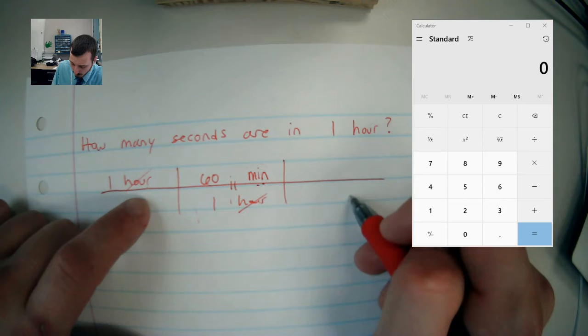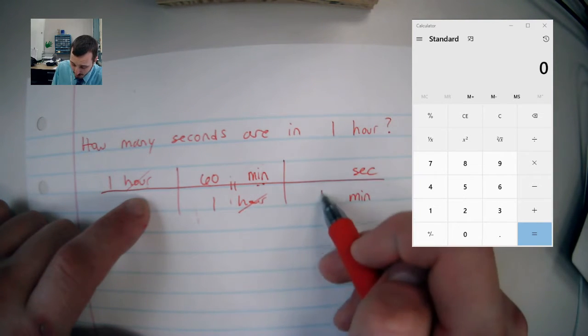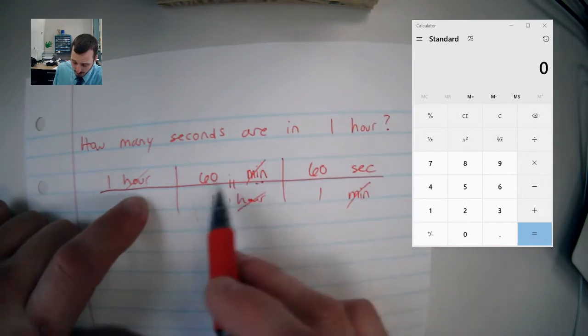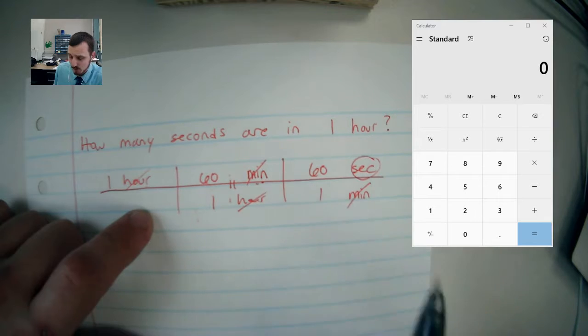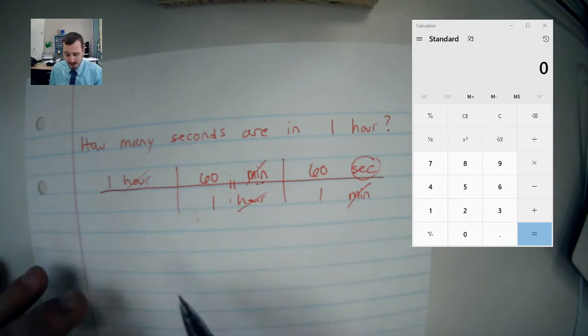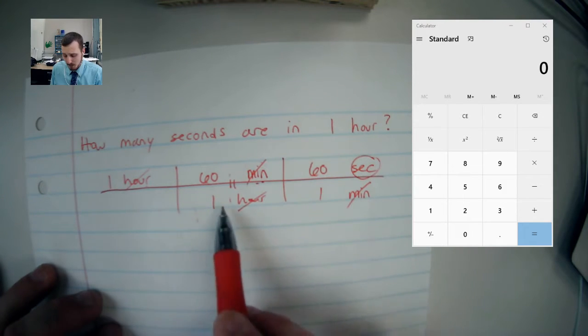And I also want to convert minutes, finally, to seconds. And we know, we just said, 1 minute is 60 seconds. So then minutes cancel again. And we're left with our final unit that we're looking for of seconds. Now, to finalize it, what we do with this problem is we multiply by everything on the top and divide by everything on the bottom.